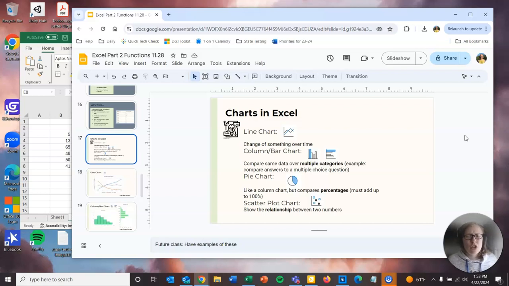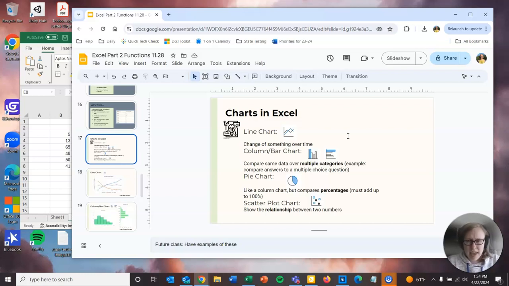So, what are the different charts you can make? There's like 8 of them, but we're only going to talk about 4 of them. Line charts, column charts, pie charts, scatter plot. These are all used to represent different types of data. Line charts are really good at showing the change in something over time.